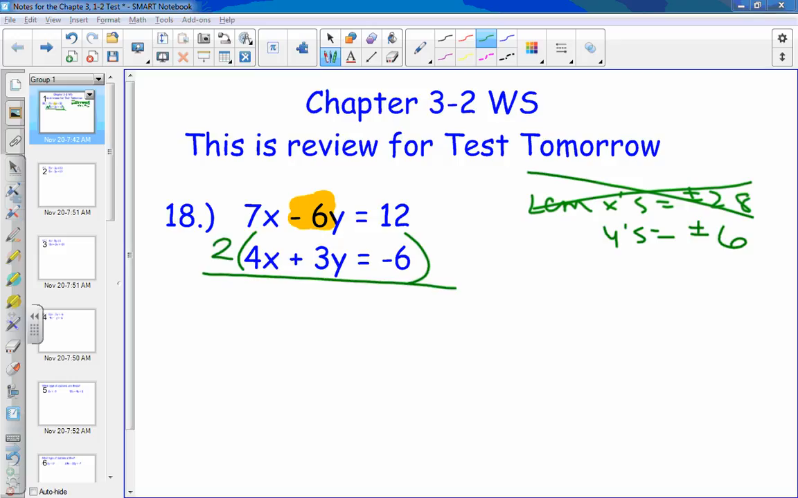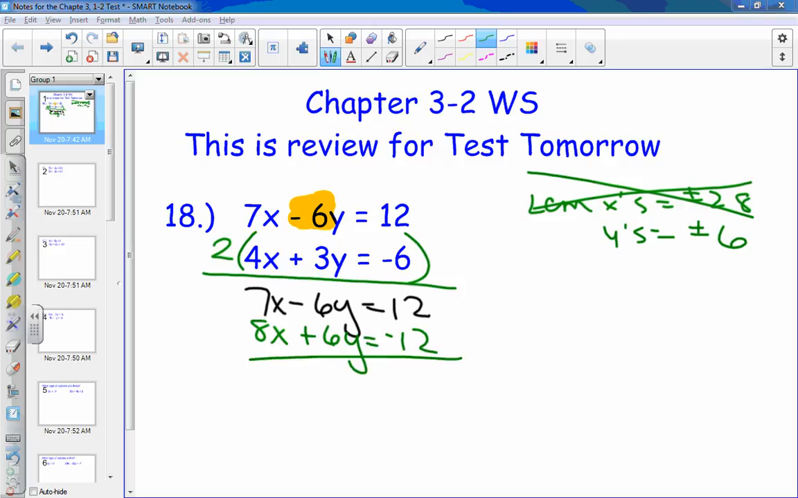So I drop down the top equation because it is going to be unchanged and left alone, and I distribute the 2 to the bottom equation. 2 times 4 is 8x, 2 times 3 is going to be 6y, and 2 times negative 6 is negative 12. At this point, what I need to do is add the 2 equations together. So when I add them together, this gives me a 15x, my 6y's cancel out, and it just so happens that my constant terms cancel out as well.